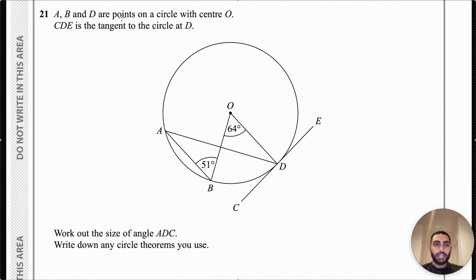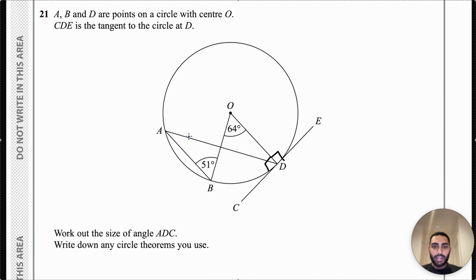Question 21. A, B, and D are points on a circle with center O. CDE is a tangent to the circle at D. It told me it's a tangent, so I'm going to draw a ruler on first. I know when I've got a tangent to the circle, the angle created here will be a right angle, and that angle will also be a right angle. Work out the size of angle ADC.